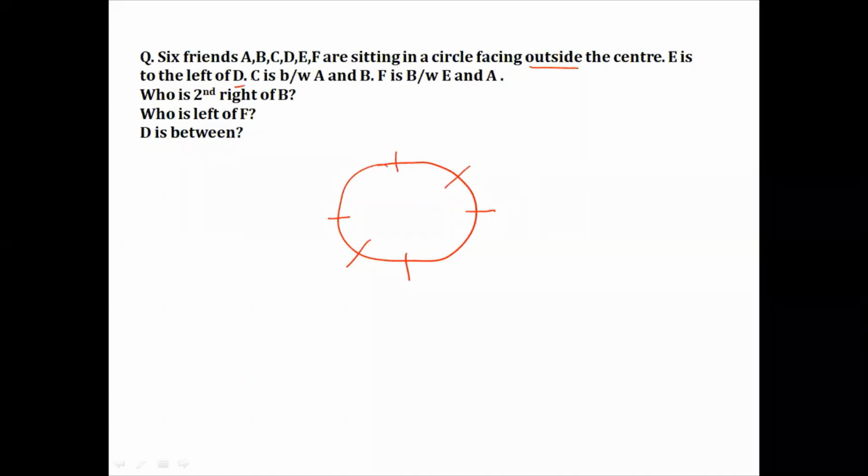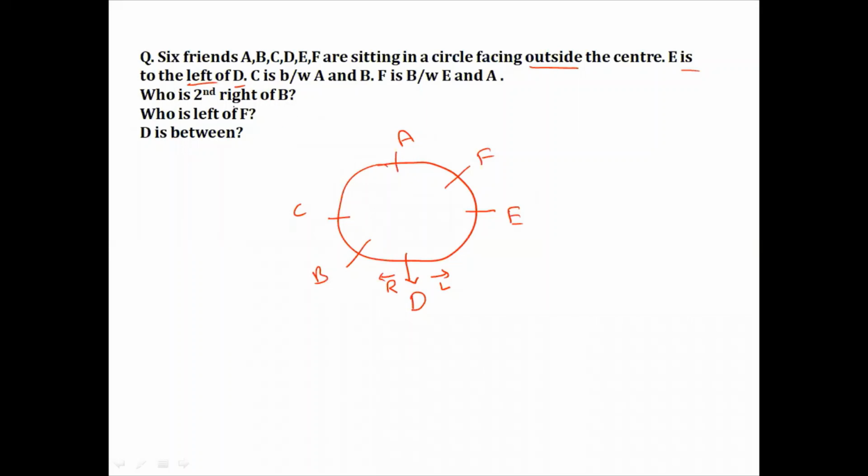E is to the left side of D. Now I am taking the object D, and if D faces outside, this will be his left side and this will be his right side, which is right clockwise, left anti-clockwise direction. So here E is to the left side of D, which means immediate left. So this is E. C is between A and B. F is between E and A. This is a very simple question. The only complex thing is E is to the left side of D.